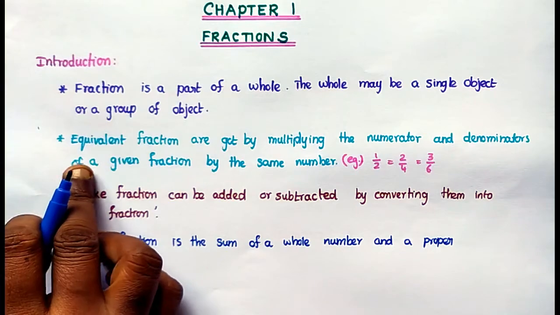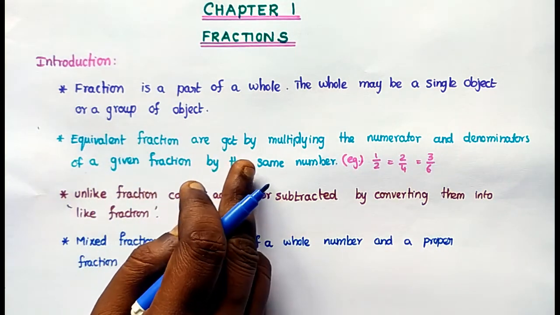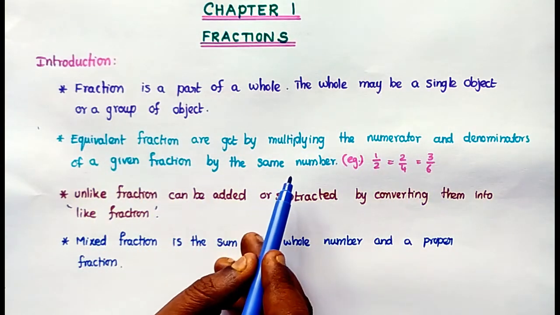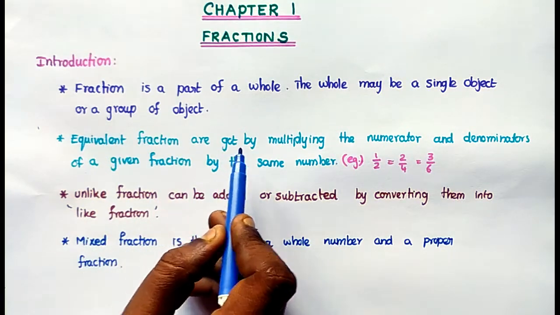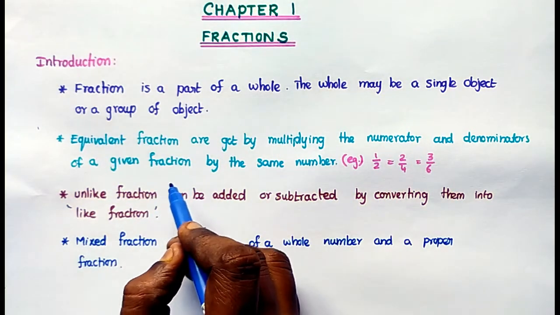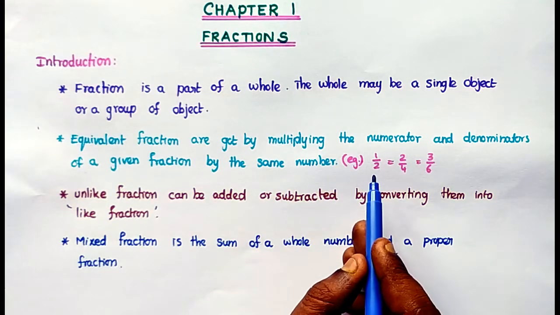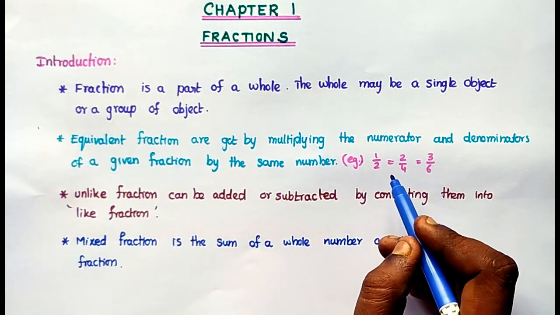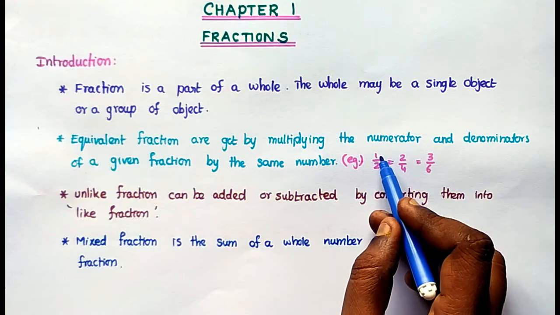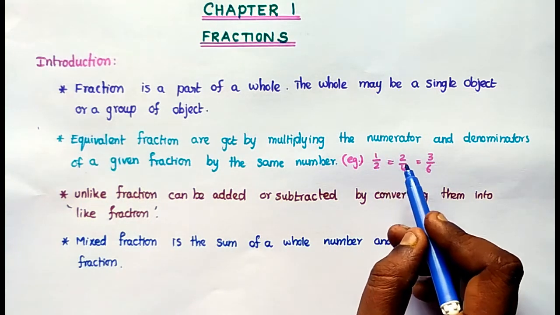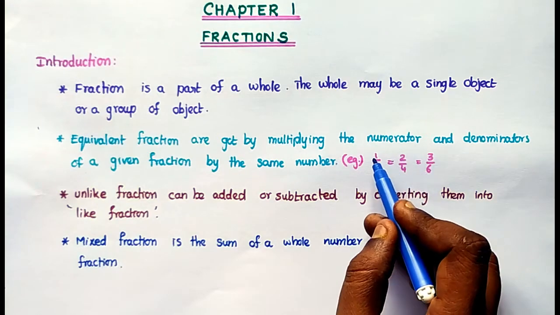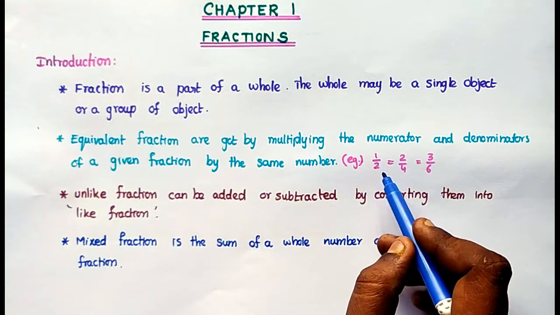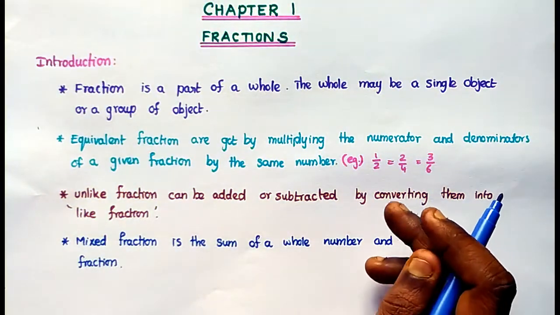Equivalent fractions are got by multiplying the numerator and denominator of a given fraction by the same number. For example, 1 by 2 is a given fraction. Find the equivalent fraction by multiplying numerator and denominator by the same number. First, multiply by 2. 2 ones are 2, 2 twos are 4, so 2 by 4. Then 3 ones are 3, 3 twos are 6, so 3 by 6. These are the equivalent fractions.